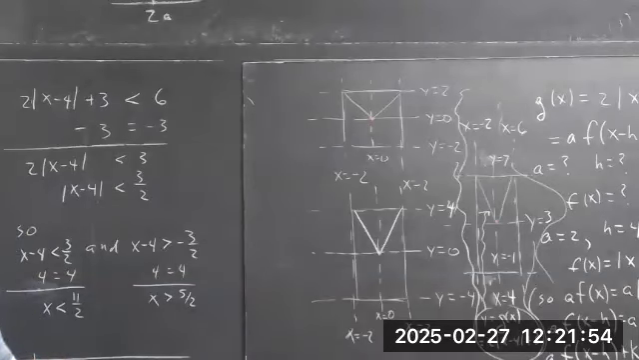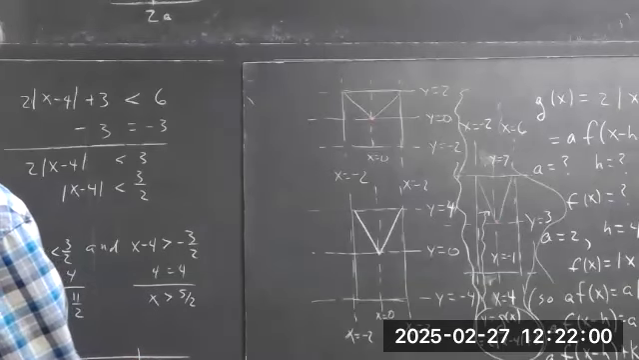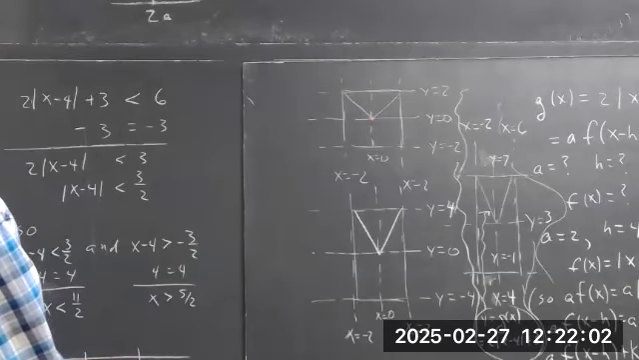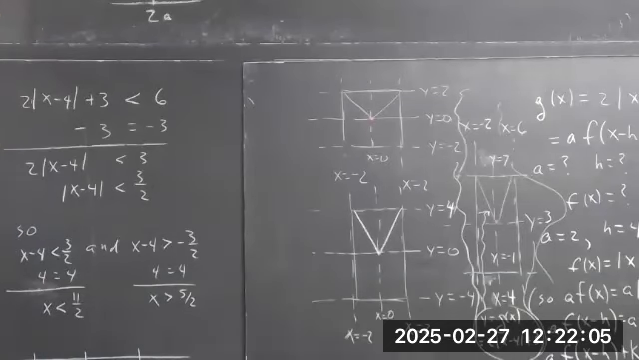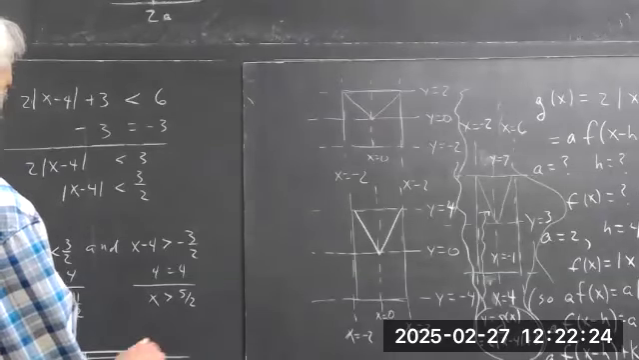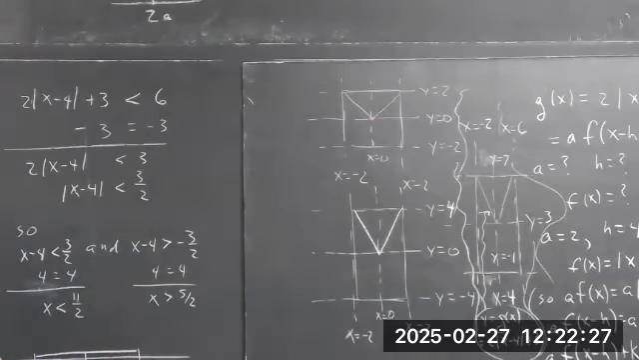On the graph, we have 5 halves here, 11 halves here. It turned out that 4 is right in the middle of that. That's because of the 2. Anyhow, our graph then is everything to the left of 11 halves, but it also has to be to the right of 5 halves. So it goes to there.